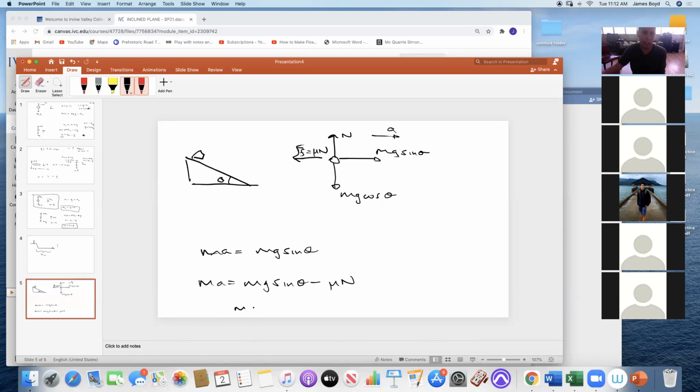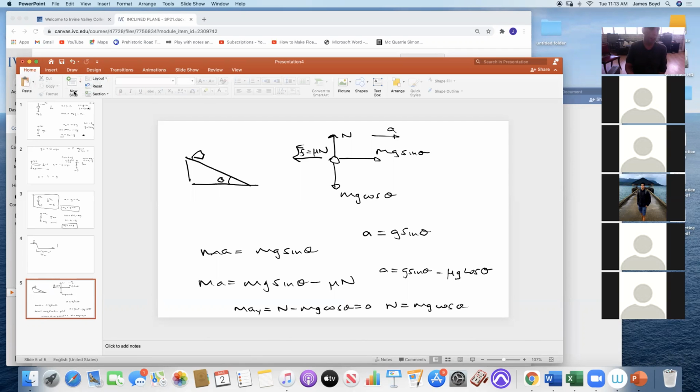In that case, we need N, so ma_y is N minus mg cos theta. That's obviously 0, and N is mg cos theta. We know that though. So putting that in, getting rid of the m, we get that a is either g sin theta, or a is g sin theta minus mu g cos theta. So hopefully you're all okay with that. Now, I'm going to move to a new slide.